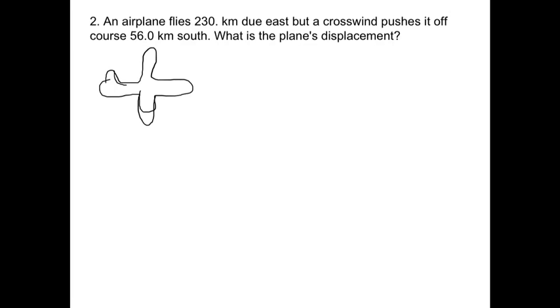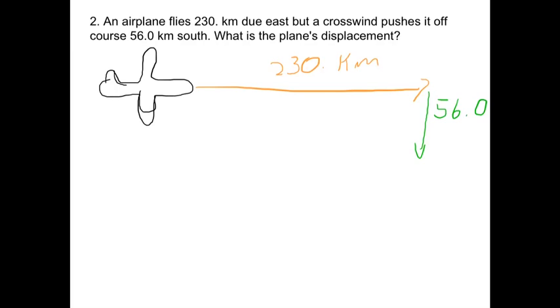All right, so we're going to have our plane go 230 kilometers due east. So let me draw that out. It goes 230 kilometers due east, but a crosswind pushes it off course 56.0 kilometers south. So I got 56.0 kilometers that way. What is the plane's displacement?